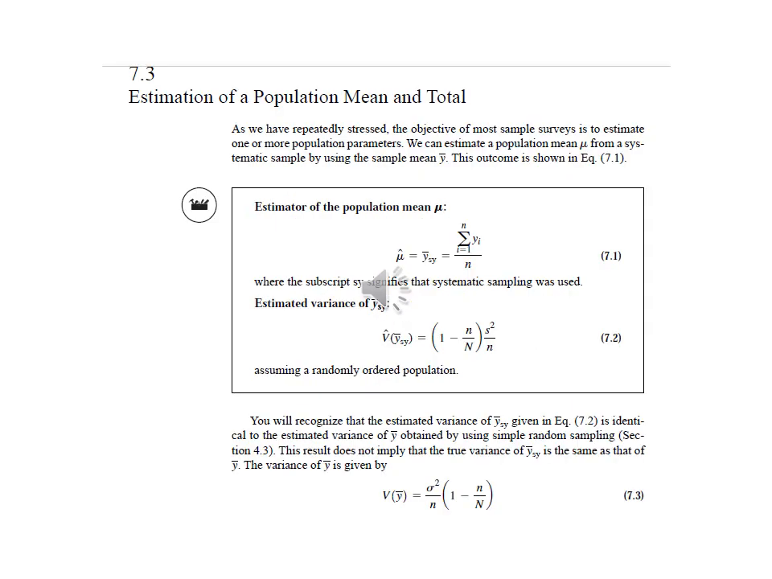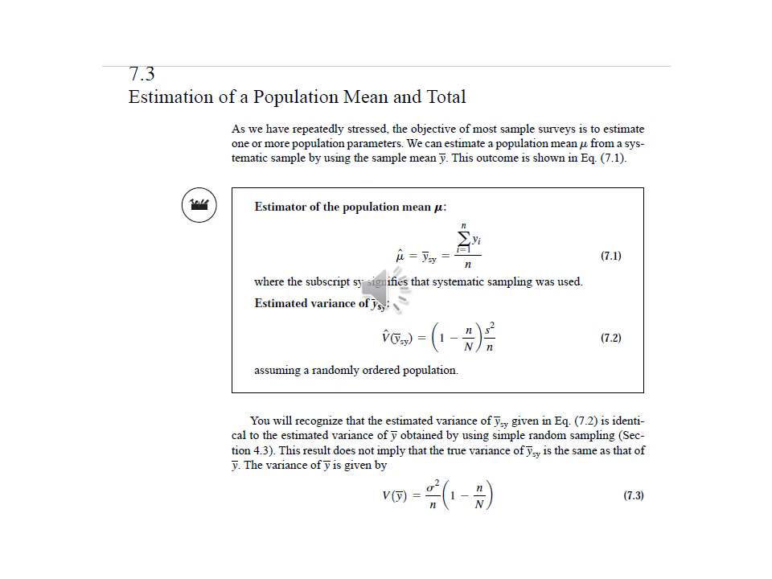Now, section 7.3, estimation of population mean and total. As we stated previously, in simple random sampling we estimated the population parameters mean and total. Now, we will also calculate the population mean and total under systematic sampling.